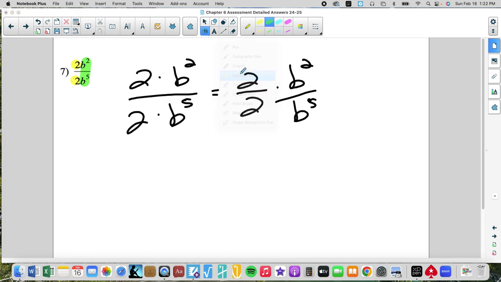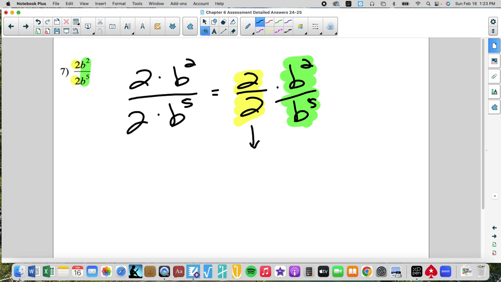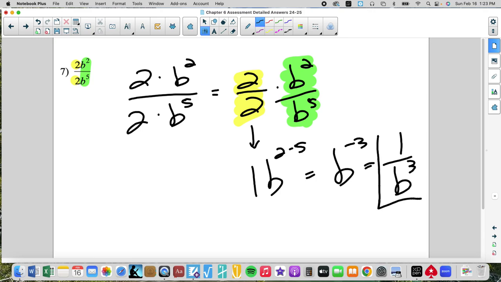2 over 2 equals 1. I can't tell you how many 2's and other answers I got. That equals 1. And then we're going to simplify the b squared over b 5th. So this gives me 1. And then this is b to the 2 minus 5. When we divide like bases, we subtract their exponents. And then we can't have a negative exponent. So when we change the sign, we change its location. You could do it in that manner.